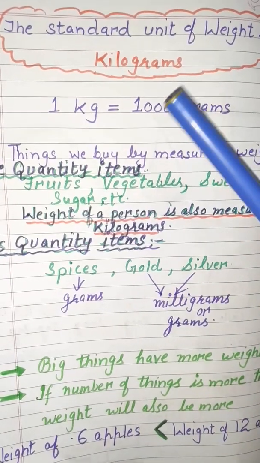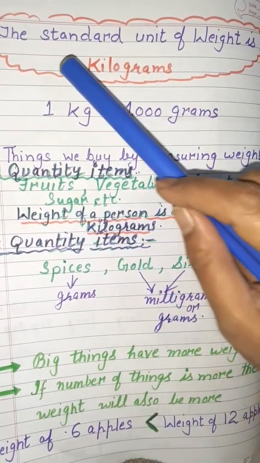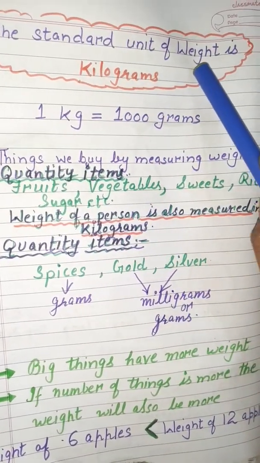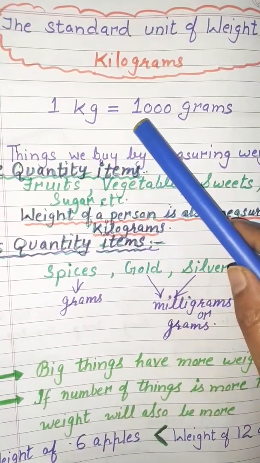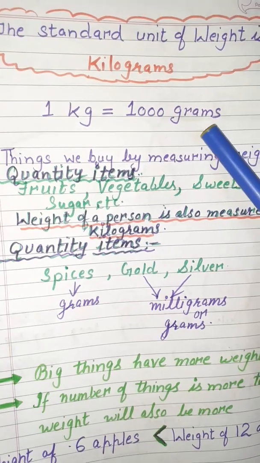Now let us learn the standard unit of weight. The standard unit of weight is the kilogram. So 1 kilogram is equal to 1000 grams.